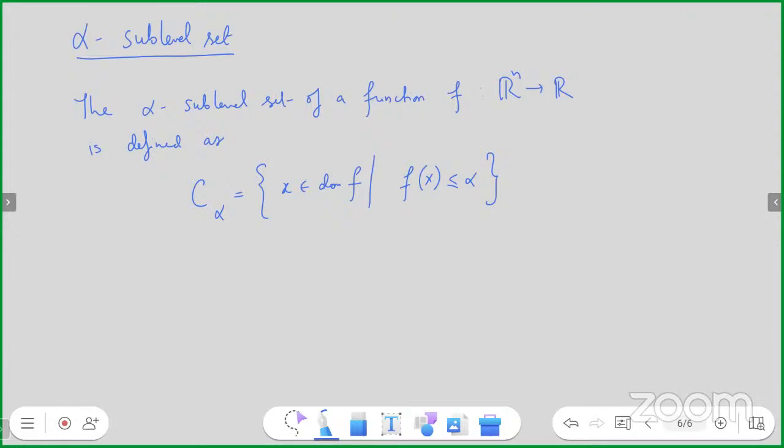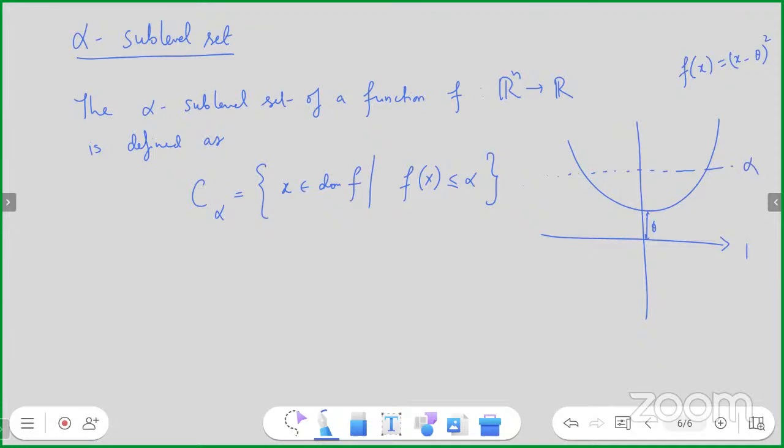The picture, my pictures are always going to be this type. I'm drawing everything in single variable, just easy to visualize. Otherwise, I have to take a plane and all. So f of x is equal to x minus theta whole square, for some theta. That's what this function looks like. This is my theta. And let's say this is my alpha. What is my alpha sublevel set for this function?